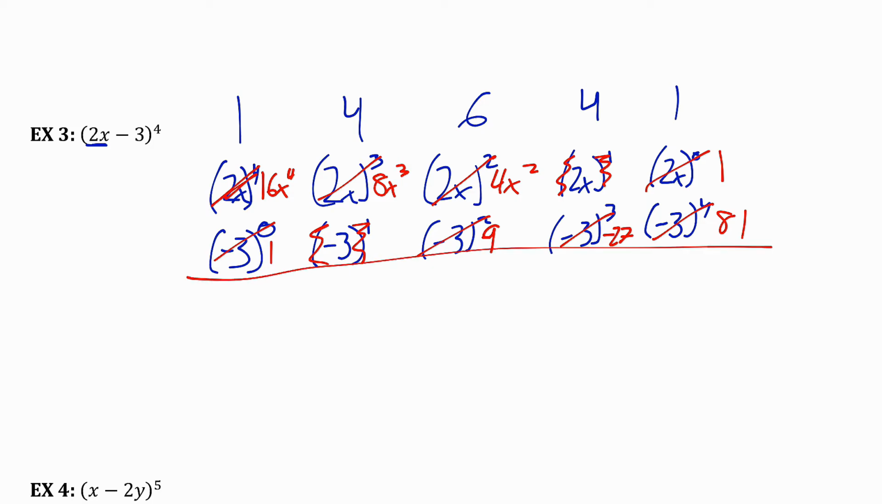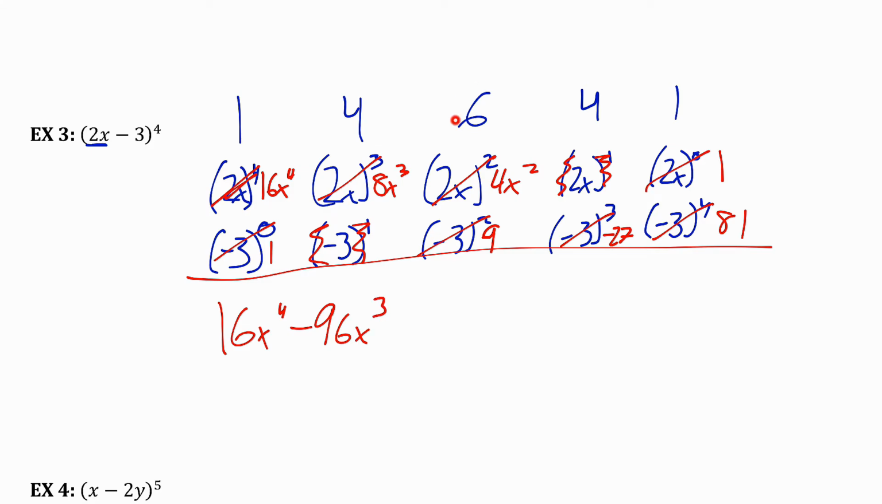So let's go through and clean up each column. First column, we got 1 times 16x to the fourth times 1. That gives us 16x to the fourth. The next column, we got 4 times 8x to the third times negative 3. Well, focusing just on the values, we got 4 times 8 giving us 32 times negative 3, which gives us negative 96. And then we also have the x to the third.